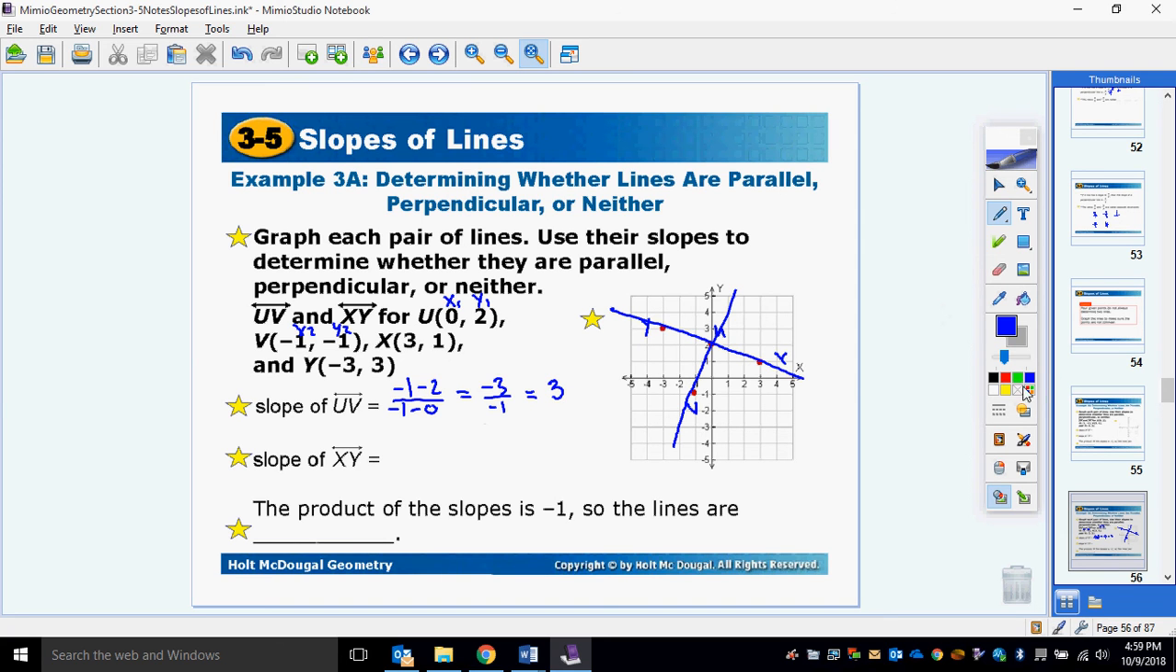Now let's find the slope of xy. So label it x1, y1, x2, and y2, and go ahead and subtract. 3 minus 1 over -3 minus 3. I get 2 over -6, which would reduce to -1/3. Now the product of these slopes is -1, so that must mean these lines are perpendicular, right? When I take 3 times -1/3, I get -1. So the lines, therefore, are perpendicular.